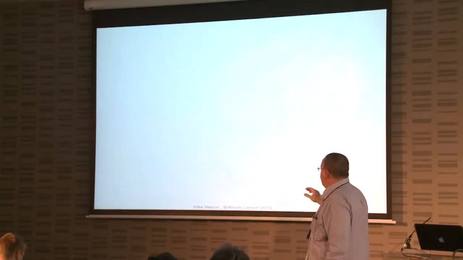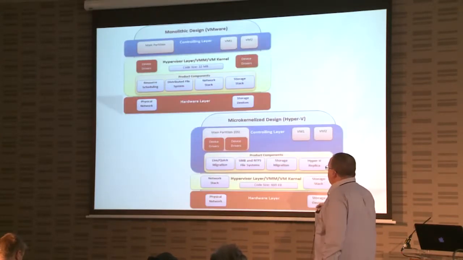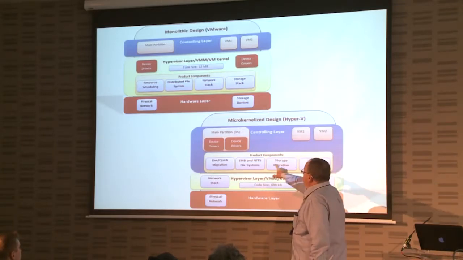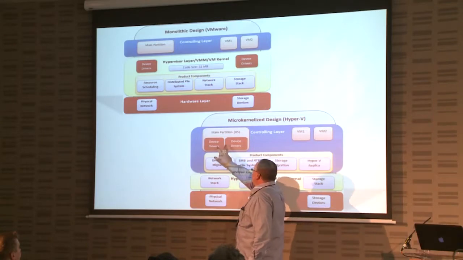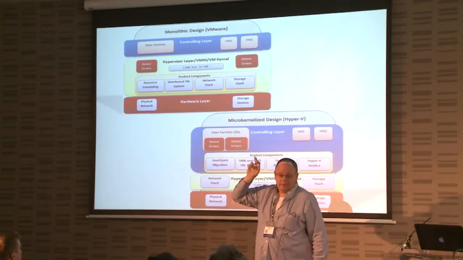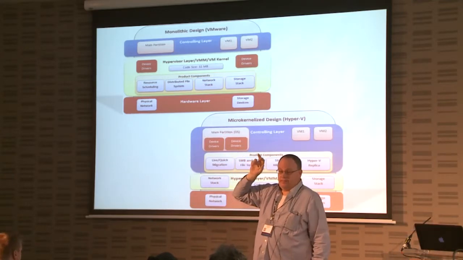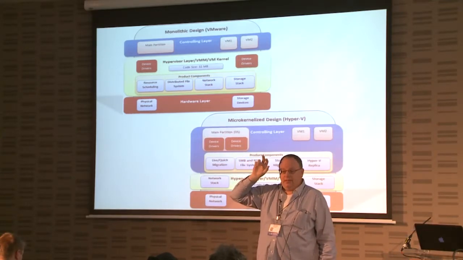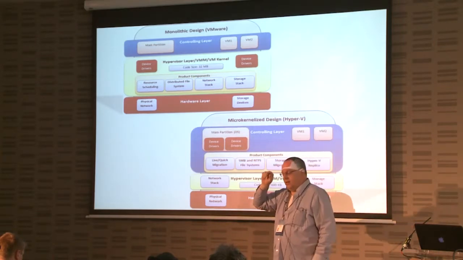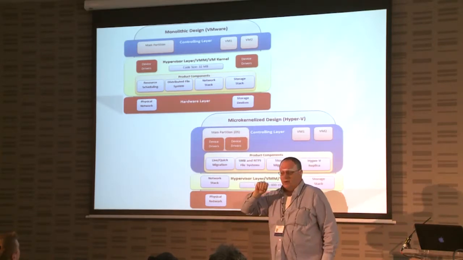Okay, that's the difference between the two. And you look at them side by side, you can see where the VMs sit. You're looking at the main partition. The device drivers sit inside of that controlling layer. What's inside of that controlling layer? That's an operating system. Okay, it's not the hypervisor, it's an operating system. A microkernel design hypervisor requires an operating system.